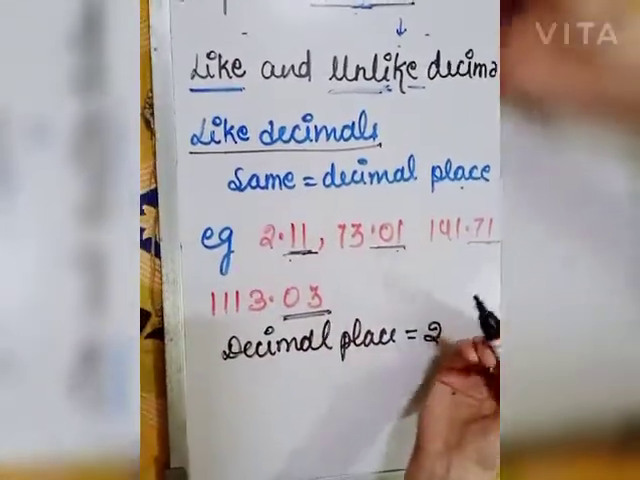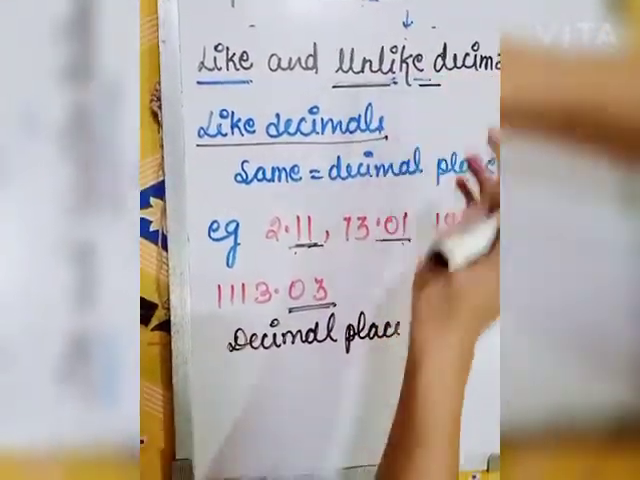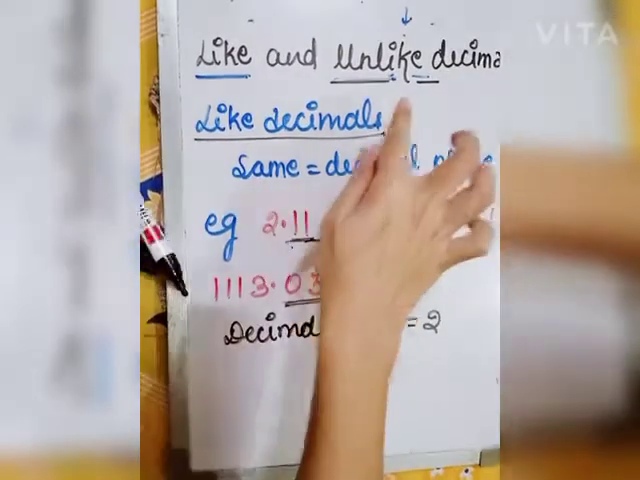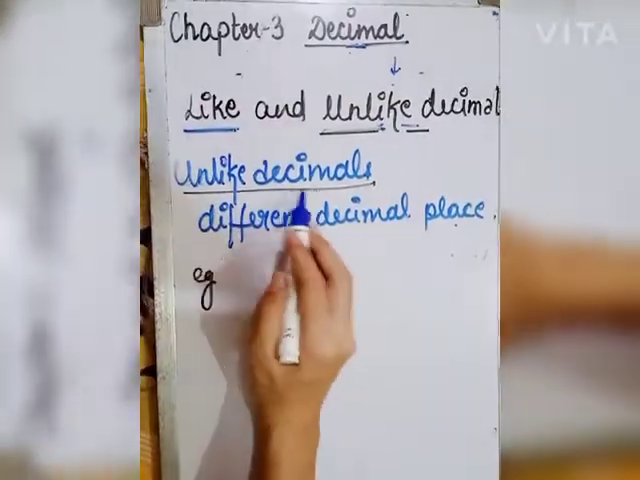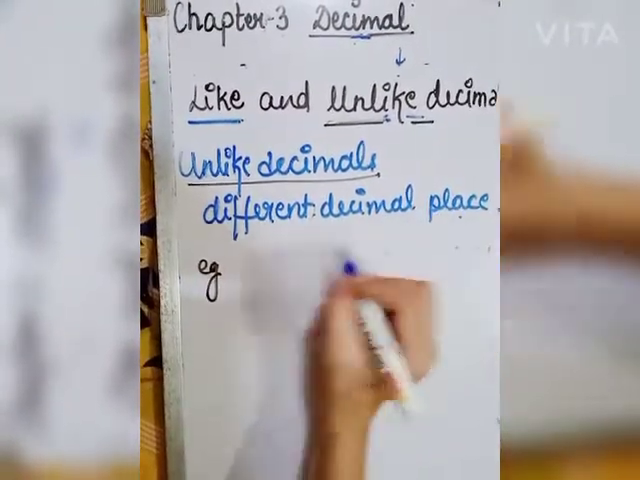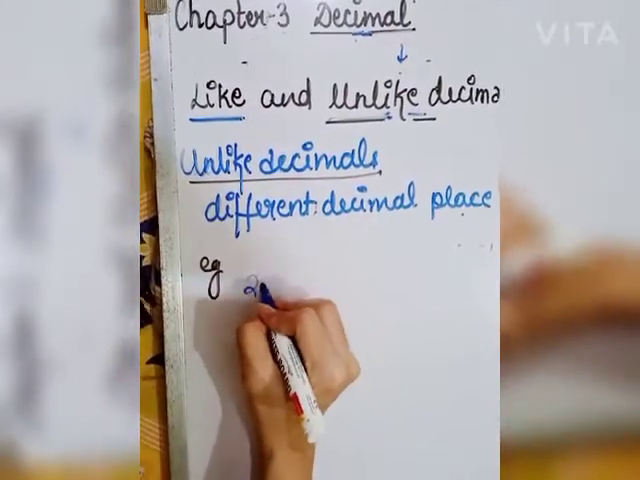And इसका opposite unlike decimal. What are the unlike decimal? जिनकी decimal places different होती हैं. What are the unlike decimal? जहाँ पर decimal places different होती हैं. Now see example class.